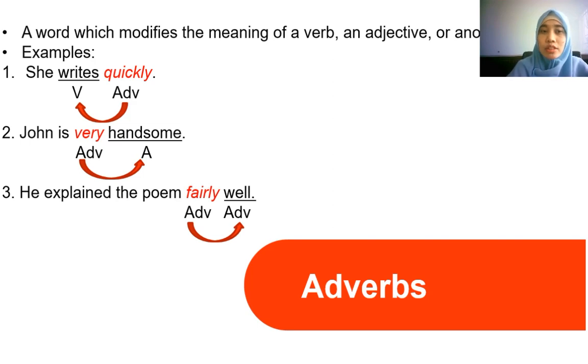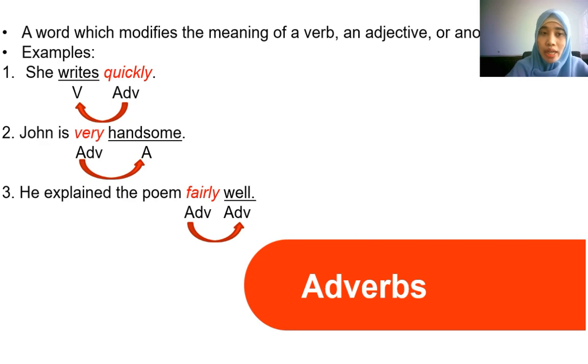The second one, John is very handsome. Very is an adverb which is used to show the degree of how handsome he is, and it is shown that he is very handsome.